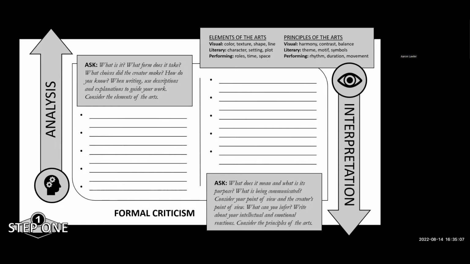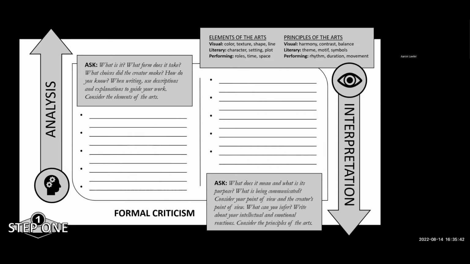Okay, so we go through a two-part process, analysis and interpretation, right? And we basically analyze the piece, kind of answering some questions and doing some reflection. So that first part, analysis, asks questions like, what is it? What form does it take? What choices did the creator make? How do you know? And then when you're writing, you want to use descriptions and explanations to guide your work. And typically you're going to look at things like the elements of the arts, right? And you can use the elements of the arts for artifacts or artworks.